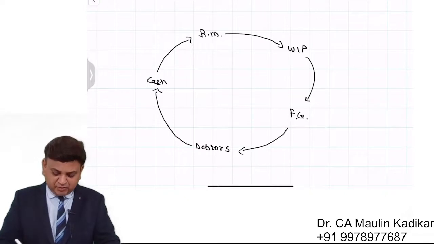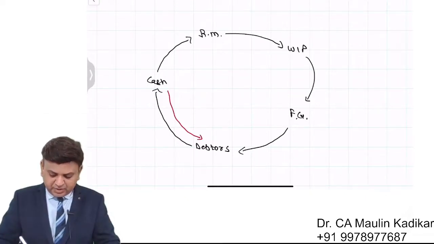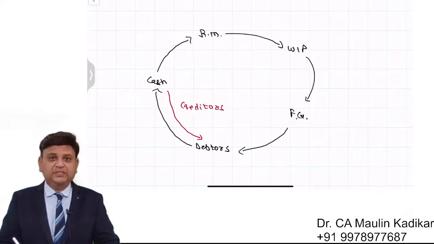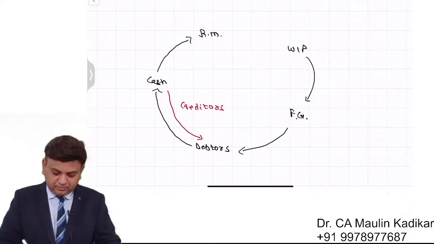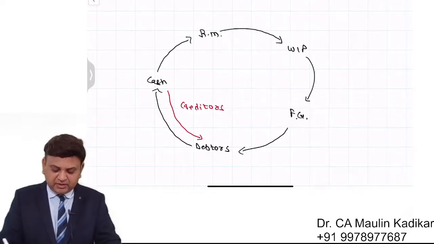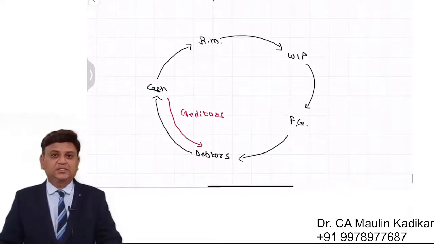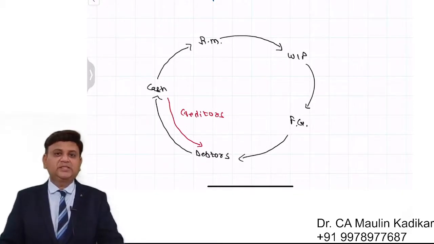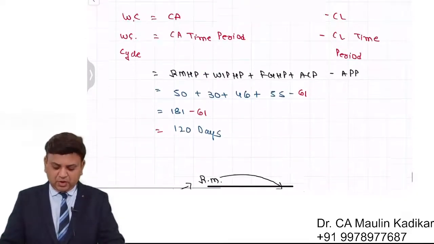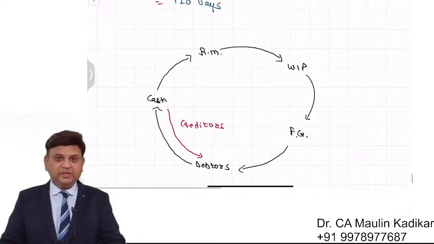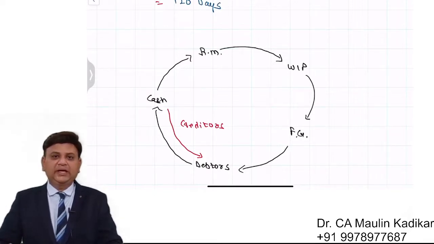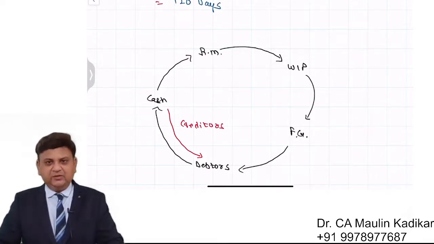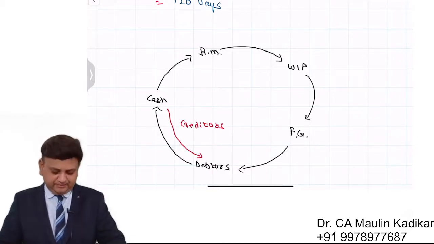This time period is getting reduced due to creditors, because that is the time period for which we get credit from the suppliers and we have to make less investment in the business. So we have the reduction of the average payment period, that is the creditors. This is what we understand as the working capital cycle or operating cycle, that is 120 days. My focus right now is only on the explanation of how to calculate. Why do we calculate? I'll come to that point in some time.